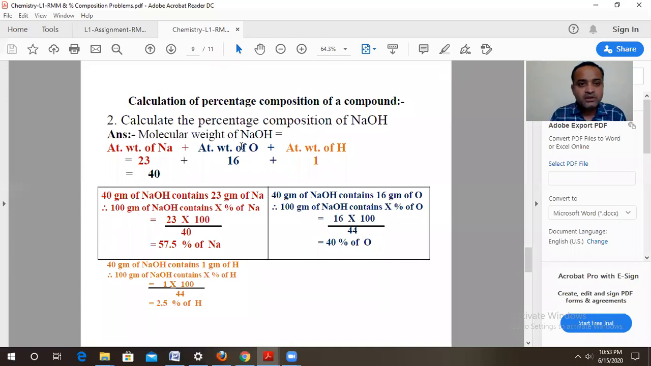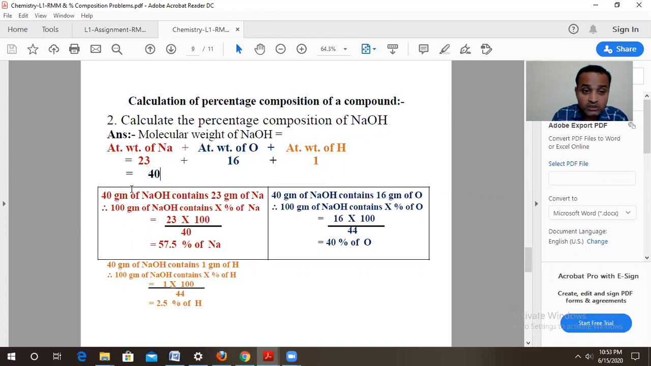The second problem, percentage composition of NaOH, sodium hydroxide. Firstly, let us find out the molecular mass of sodium hydroxide. Sodium is 23, oxygen 16, hydrogen 1. So 23 plus 16 plus 1 equals 40. The molecular mass of sodium hydroxide is 40.